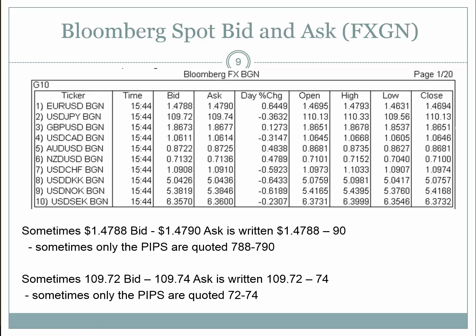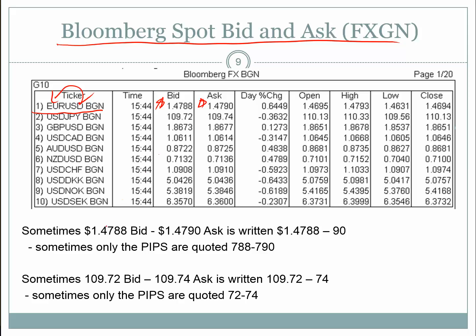This is a Bloomberg screen showing that interbank market or the institutional market. And what you see is the first currency, the EURUSD, that would be the dollar price of the euro. On this day, it was trading for $1.4788 per euro. All right, so these are direct quotes.